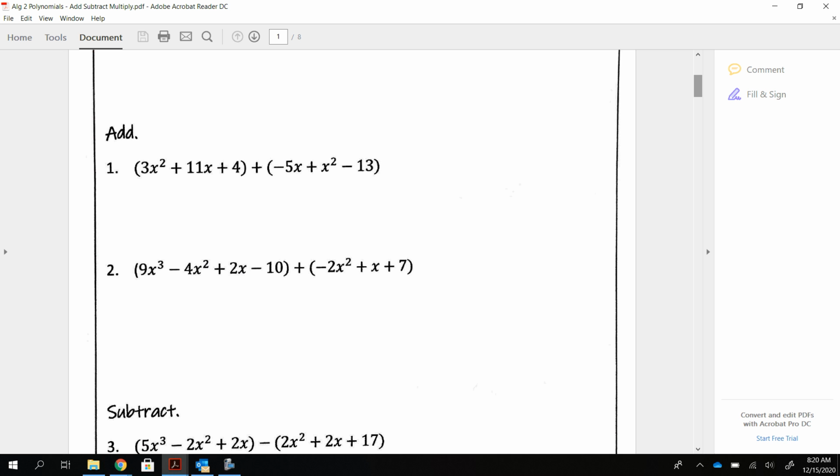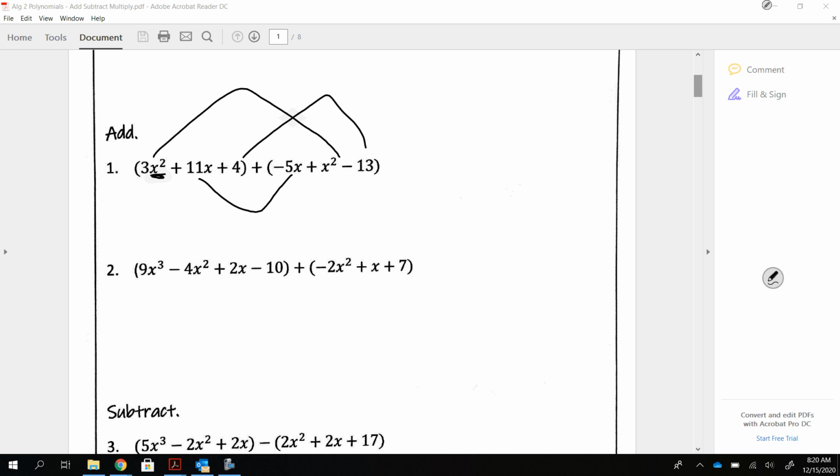So the first one says add 3x squared plus 11x plus 4, in parentheses, plus negative 5x plus x squared minus 13. And remember, like terms have the same variable and the same exponent, not necessarily the same coefficient. So 3x squared is the same as this x squared, this 11x is the same as this negative 5x, and this 4 is the same as negative 13. So all we do is combine those.